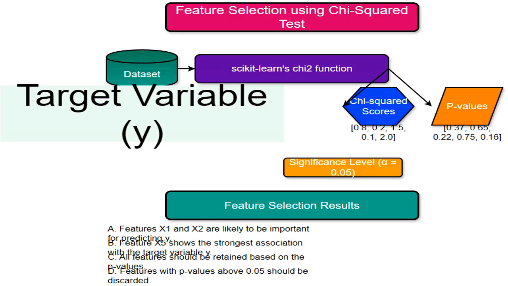I am using a statistical method from the scikit-learn library called the chi2 test. It helps me determine if each feature is related to my target variable. It's a super useful function for feature selection.